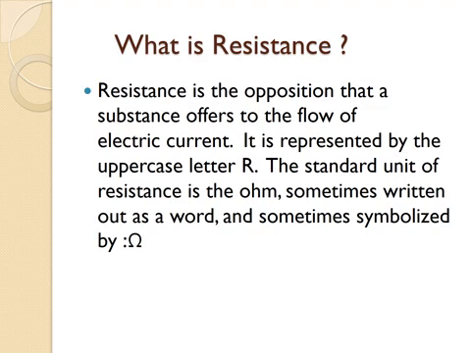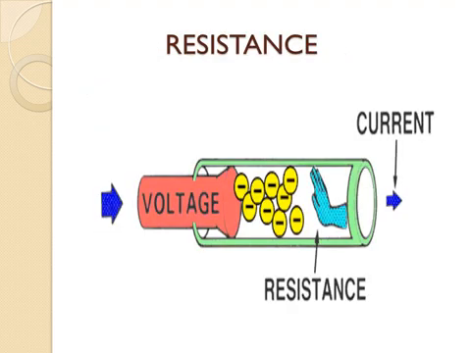So in general, when we talk about resistance, what is resistance? Resistance is the opposition offered to the flow of anything. But when we are talking about electrical circuits, what is resistance here? Resistance is the opposition which is offered to the flow of electric charges or electric current, we say. So this is resistance. We will discuss this resistance in detail.